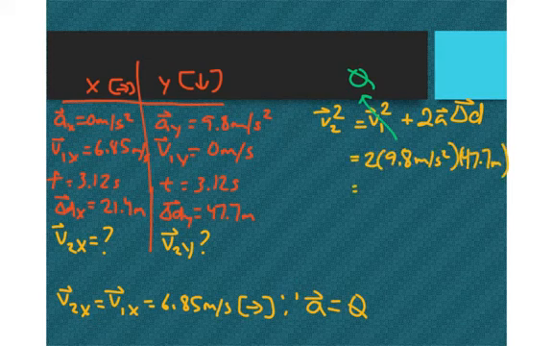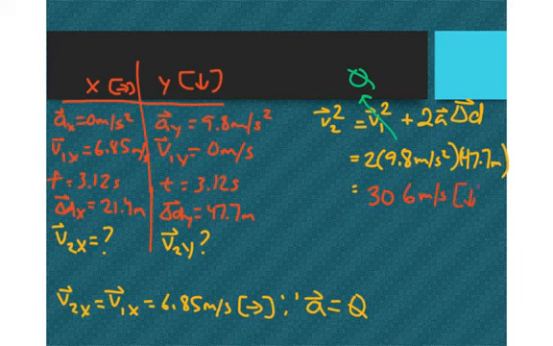So my final answer is 30.6 meters per second down. And again, you'll remember from our 1.5 lesson that a number like 2 as part of an equation is not a significant digit. It's based on given values.